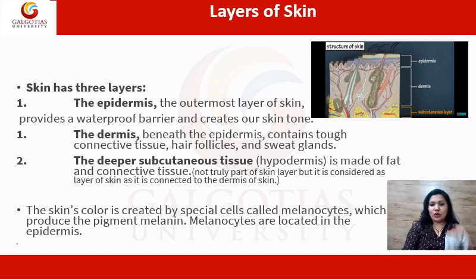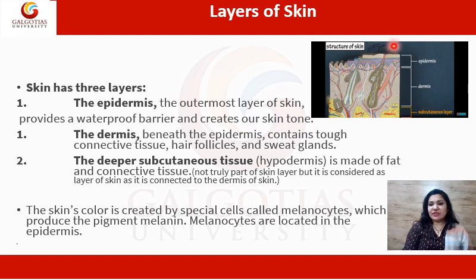Let's have a look at the layers of skin, or the structure of skin. Typically, skin has three layers. The first is the epidermis, the second is the dermis, and the deeper is the subcutaneous tissue. The epidermis is the outermost layer of skin. It provides a waterproof barrier and creates our skin tone.